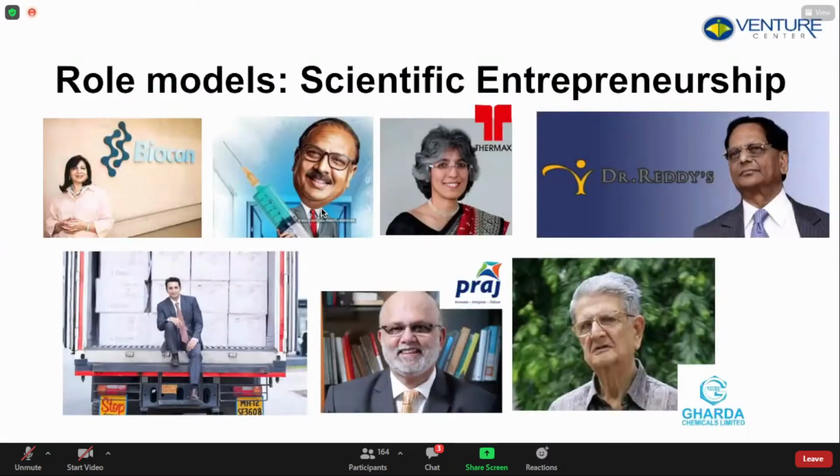You've also heard of many people on this slide, right? For many young people, and especially women in the audience, Kiran Mazumdar-Shaw of Biocon is such an iconic role model. Krishna Ella of Bharat Biotech, or Meher Pudumjee right here in Pune with us in Thermax, Adar Poonawalla in Serum Institute, Pramod Chaudhari from Praj, who is again in Pune and runs the biggest industrial biotech company in India.